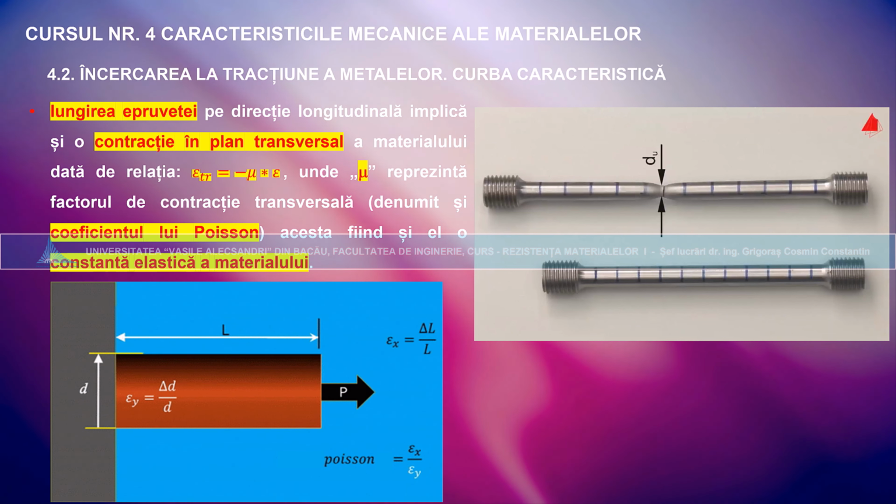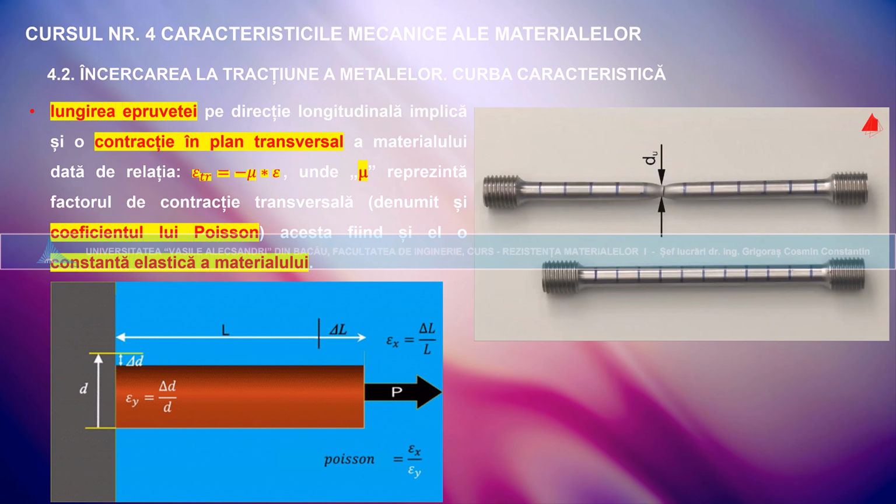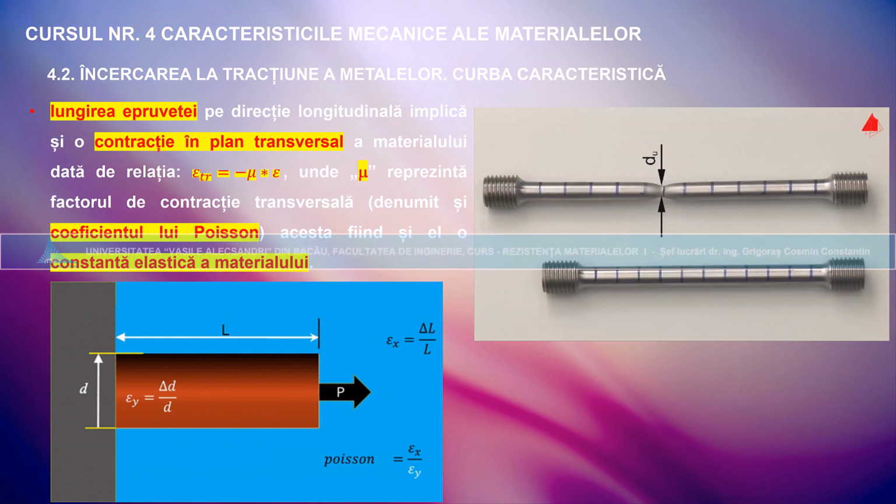It describes the reduction of cross-sectional area at the point of fracture in relation to the original cross-sectional area.